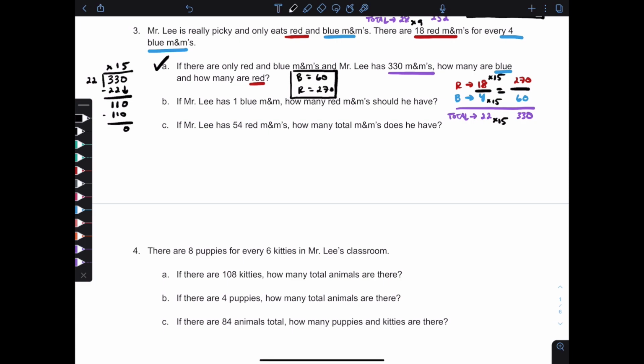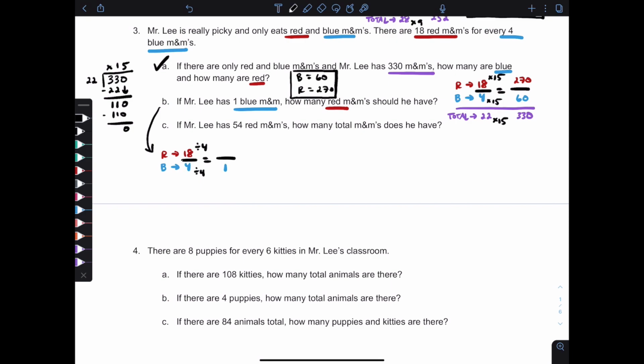And let's take a look at part B. If Mr. Lee has 1 blue M&M, that's right here, then the question is how many red ones are there going to be? All right, well, let me just copy and paste this. This is my work for part B. I'll draw an arrow just pointing down. We are saying there's 1 blue M&M that's going to go on bottom, and 4 divided by some number. 4 divided by 4 equals 1. And 18 divided by 4.